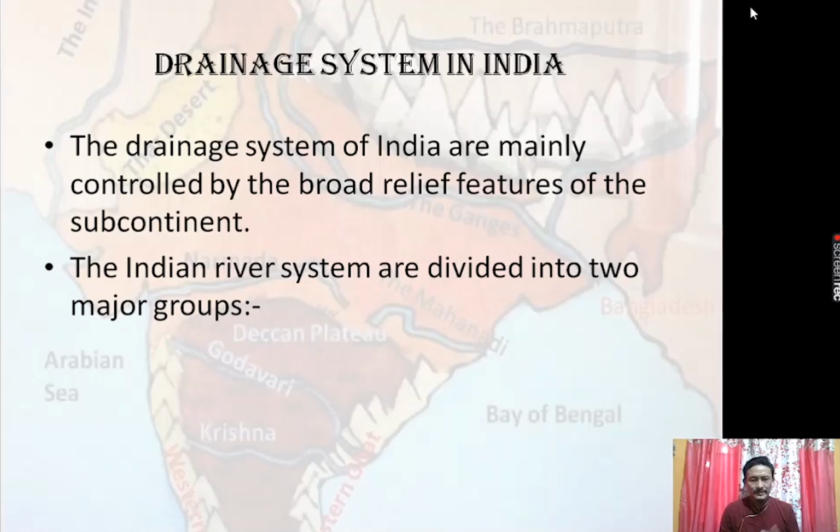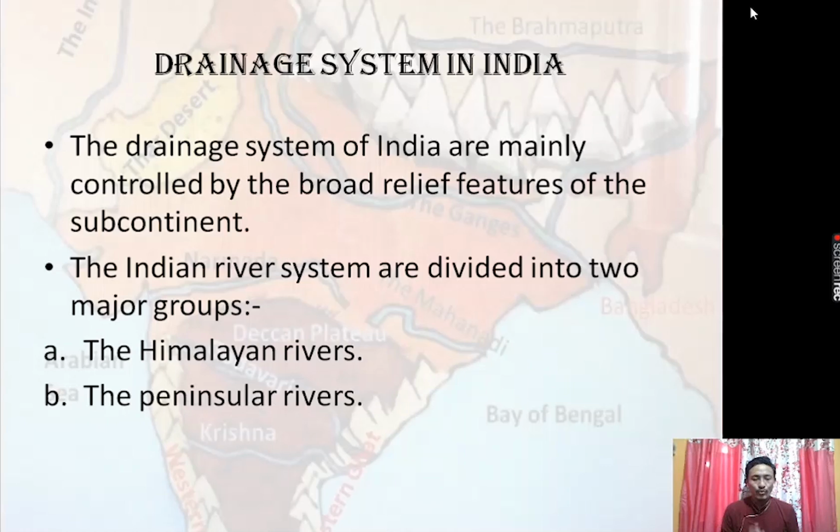There we came across different physical features of India. When we apply that knowledge in this chapter, we have two major groups in terms of river system: the Himalayan rivers and the peninsular rivers. I hope you are well aware of where the Himalayas are located in India, and the peninsula also. Now let me tell you about certain features of these two river groups.